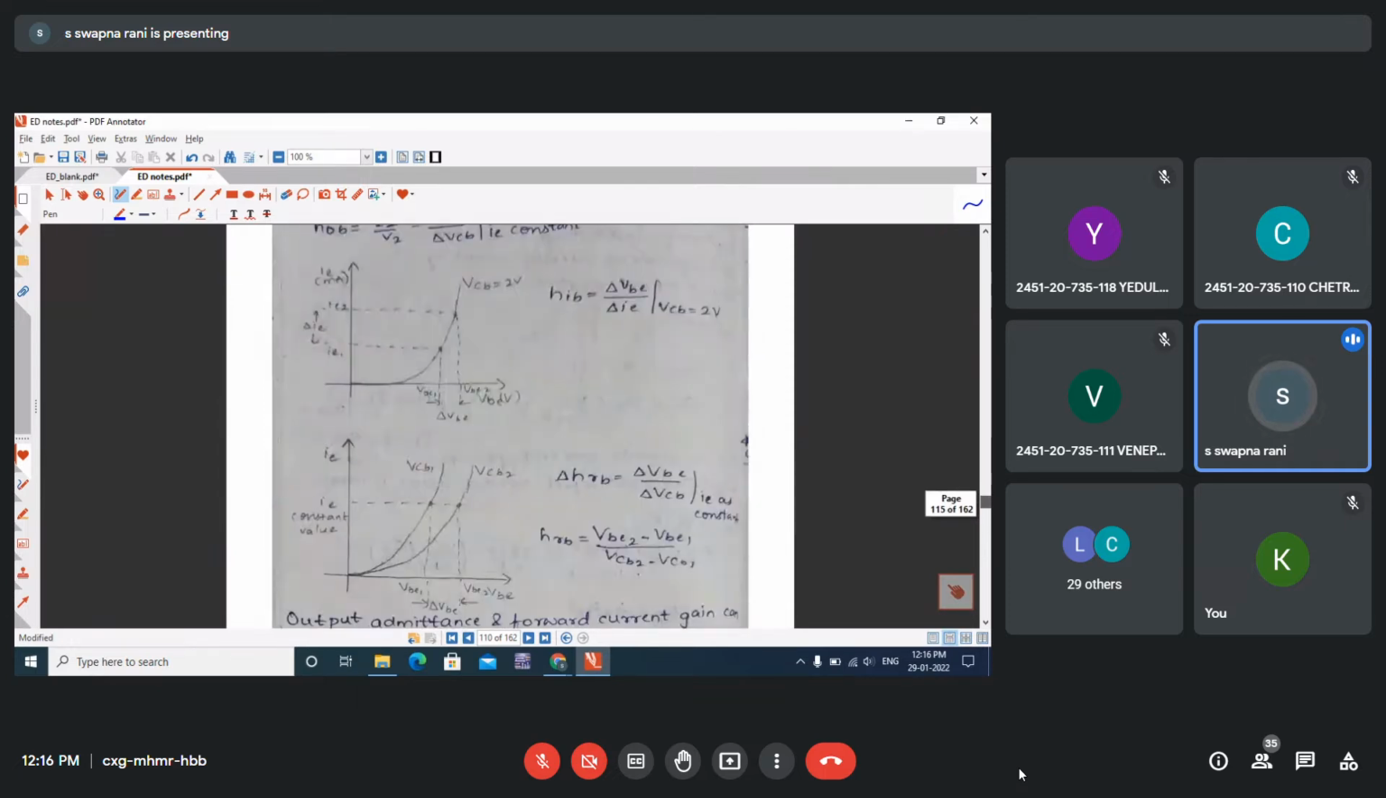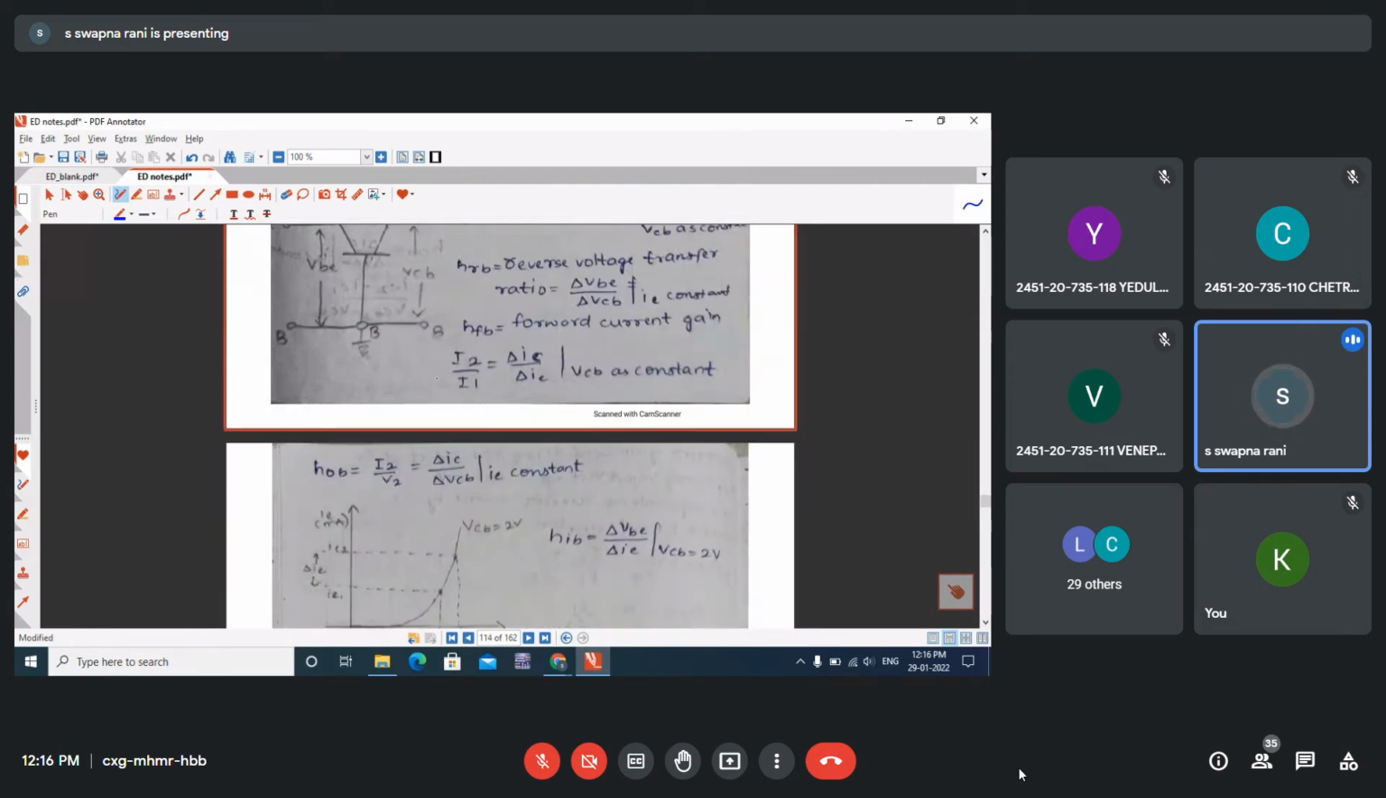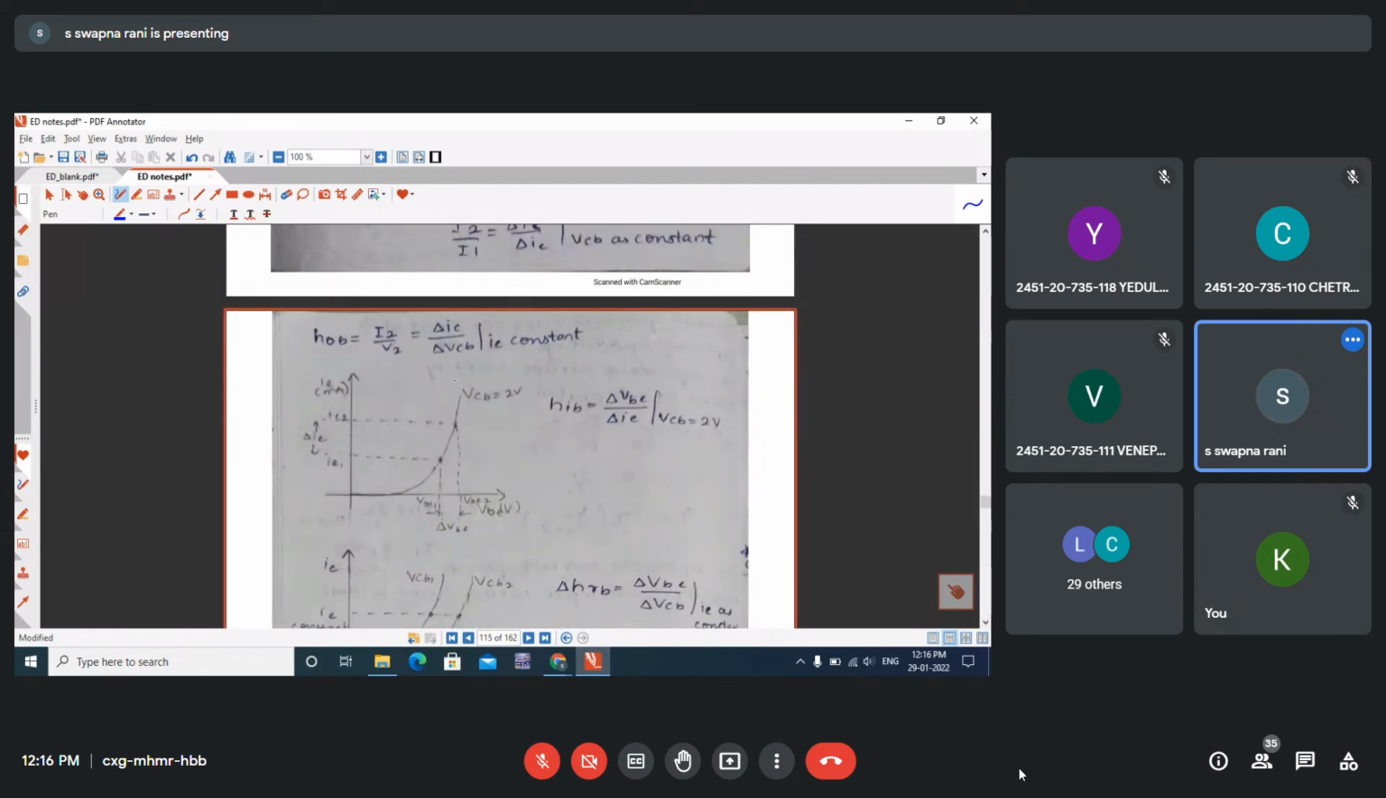We have seen in the last class how to derive H parameters from the input and output characteristics. Finding the input impedance and output admittance, the procedure is the same. For input impedance, take one input curve and indicate 2 points on it, note the corresponding voltages and currents, and take the differences. The ratio of delta input voltage to the change in input current is the input impedance.